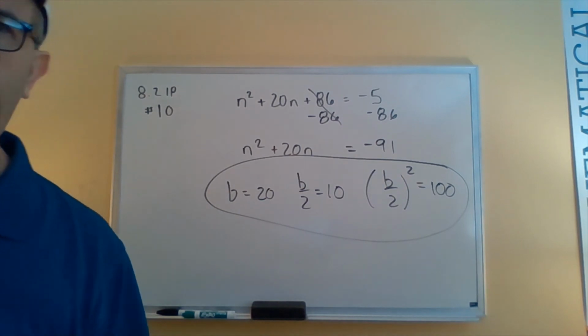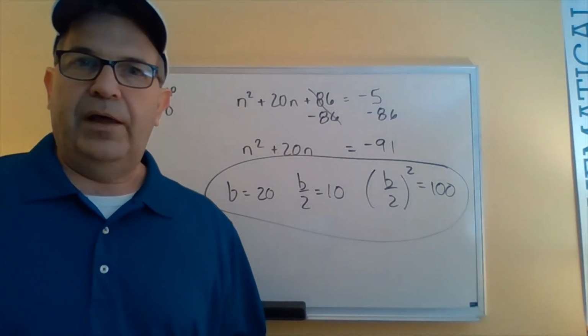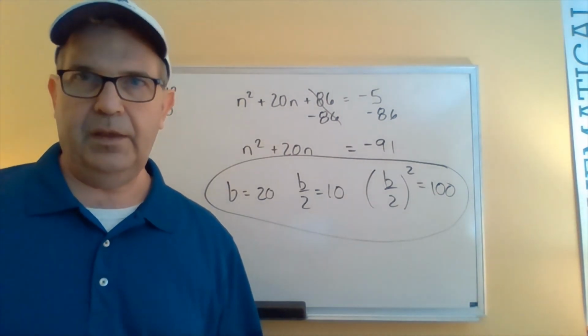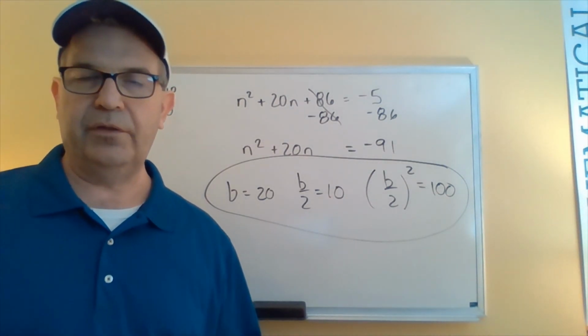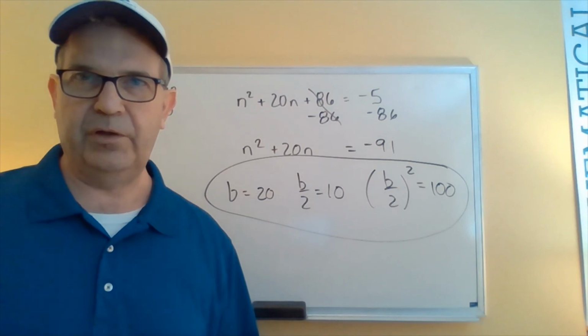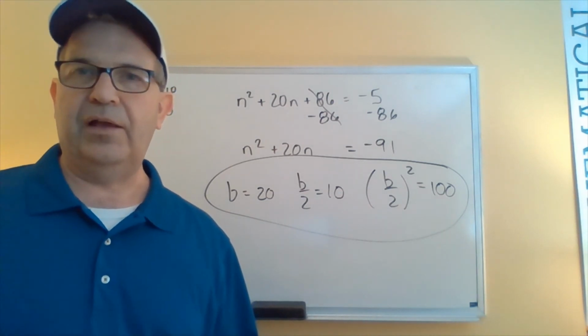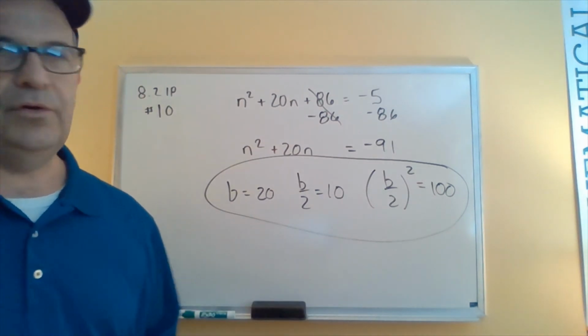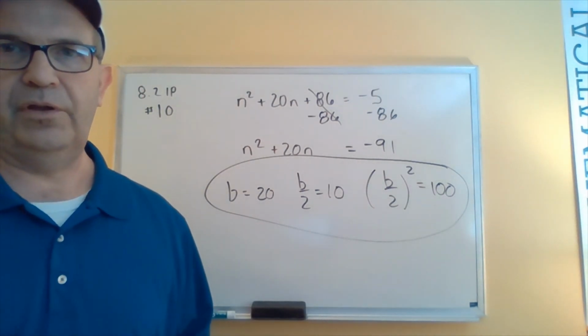So hopefully going through these examples helped you find a way to find b over 2 and b over 2 squared. Hopefully if you're still stuck or struggling on some of these problems, please email me so we can work these out. Our next exercise will be completing the square part 2, where we'll take these numbers and we'll finish the process of completing the square.